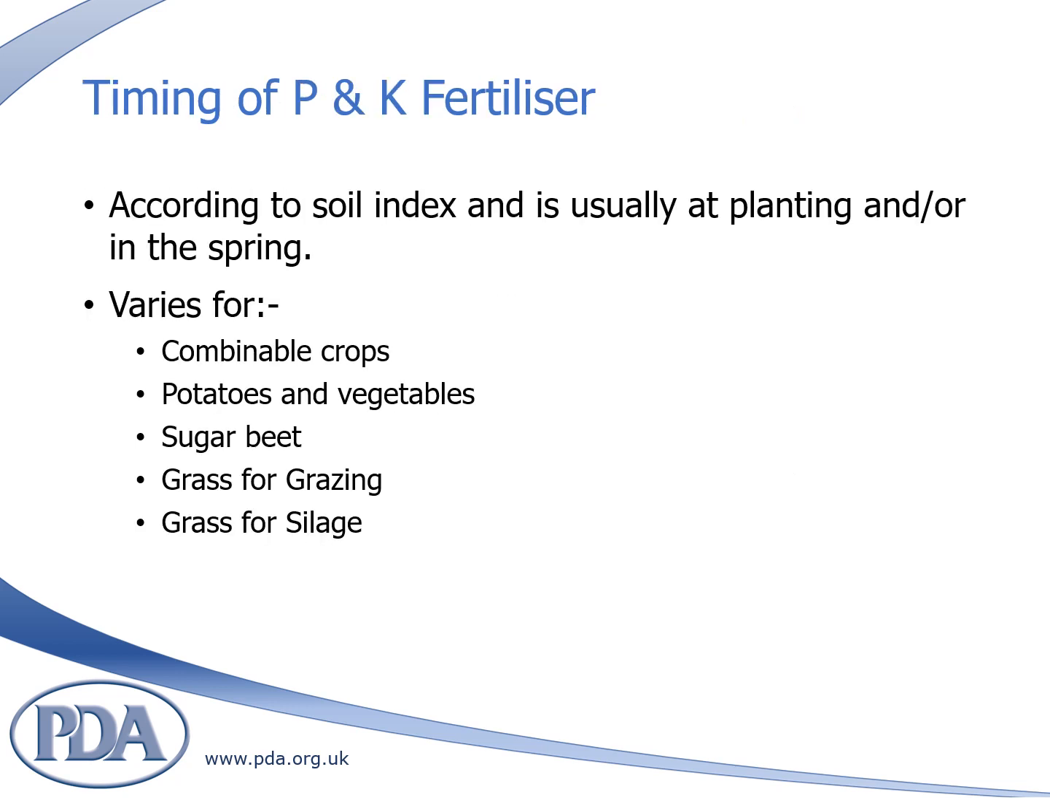Timing of application. Timing of application will depend on the crop being grown and the soil index, but would typically be either at planting or in the spring. Where soil indices are at target level, timing is less critical. But where soil indices are low, placement applications at planting can prove beneficial, particularly for phosphate, which is in high demand during the early stages of establishment. This is typically less common for potassium due to the presence of chloride in MOP. However, other sources of potash, such as polysulfate, provide a source of potassium without chloride.